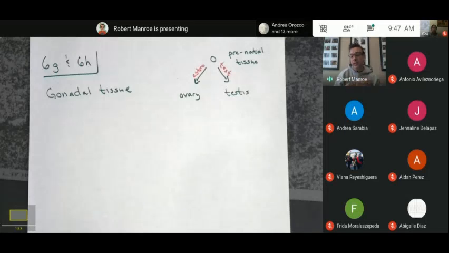cords, so the voice is higher, less dense body hair, less dense facial hair, the development of fat deposits on the chest around the mammary glands.